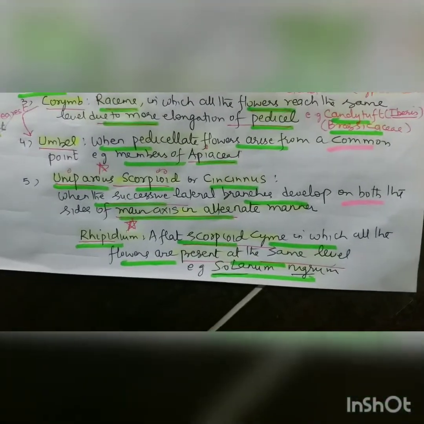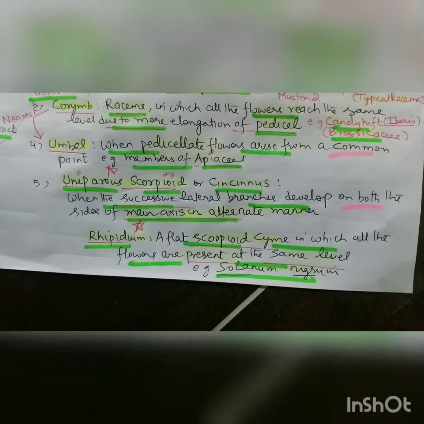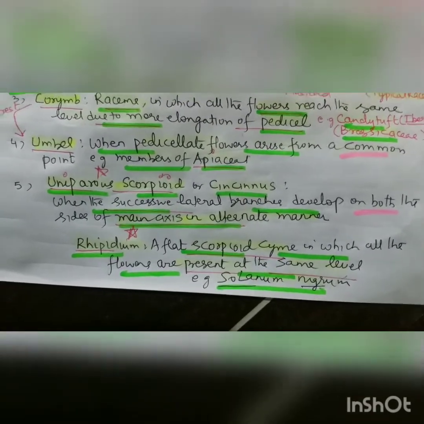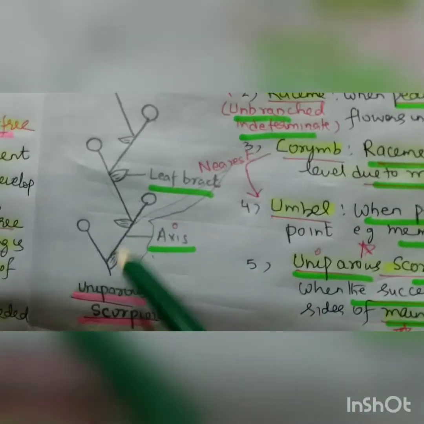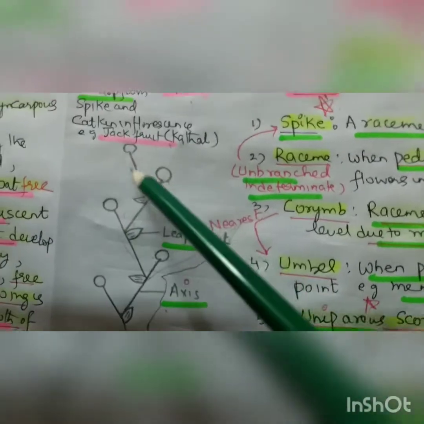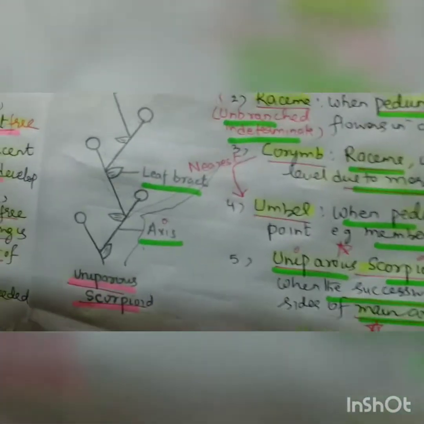Scorpioid is when the successive lateral branches develop on both sides of the main axis in an alternate manner. See, it acts on both sides, whereas in case of helicoid it is one side. This is the main axis, and these are leaf bracts, and in both sides this is called uniparous scorpioid.